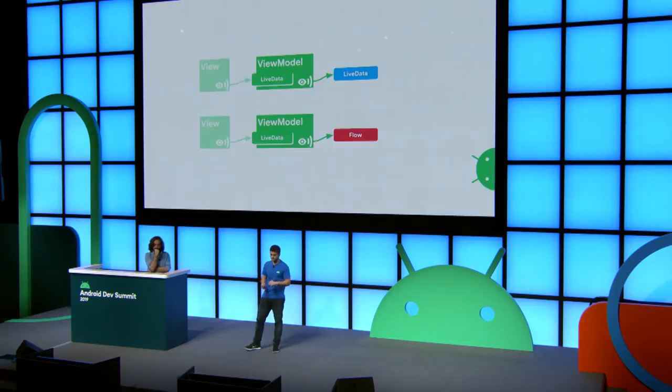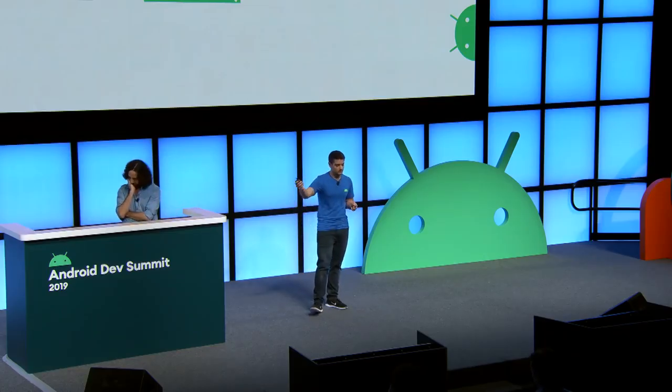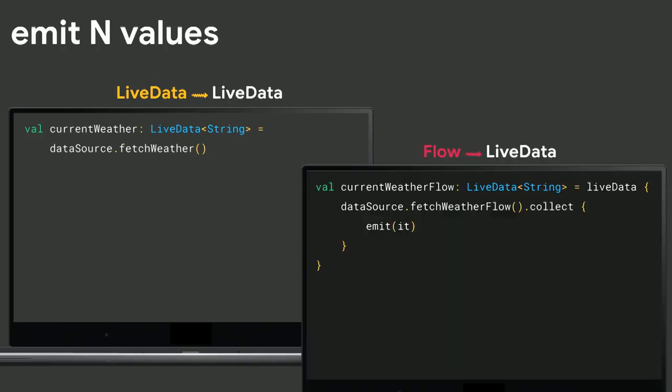We're going to compare two view models side by side. One is going to consume data from a live data, and the other one is going to consume from a flow. So the first pattern is about emitting multiple values. If we're not doing any transformations to the values, then we can just assign a live data that we're observing to the live data that we're exposing. That's very easy. In the case of flow, we need to convert from a flow to live data somehow.